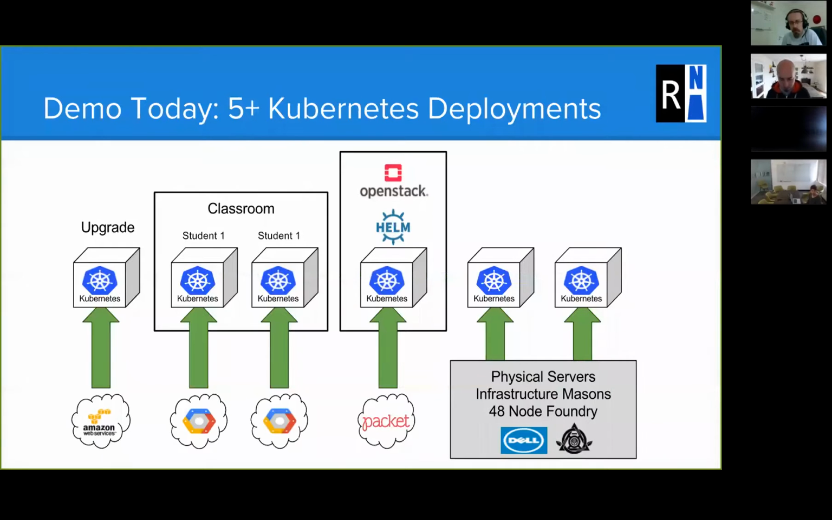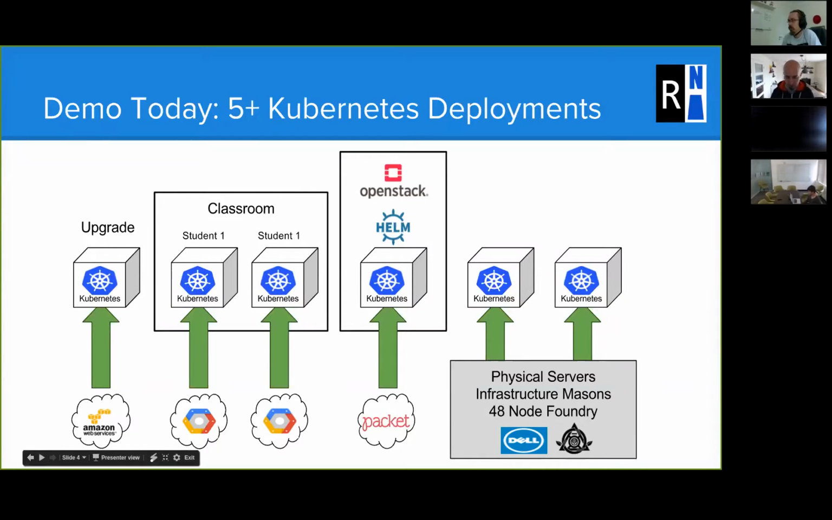For the demo, I'm going to show a deployment against Amazon where I can show an upgrade. I'm going to build a classroom for 2 students. Then I have an OpenStack deployment that is based on Kubernetes and then Helm. This is stuff that is out of the AT&T, SAP group, some of the stuff that's moving into the community. And depending on how we do time-wise, I actually have a 48-node infrastructure out of the infrastructure Mason group that I can kick off a deployment on.